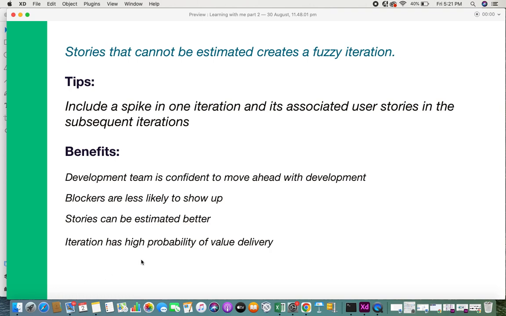And the last one is the iteration has a high probability of value delivery. So when teams are very confident, they know what needs to be done, everything else goes on smoothly. They're able to develop the feature, and once the feature is developed, you're able to deliver value at the end of the iteration. So that's one tip when you work with spikes and associated user stories. Always try to keep them in different iterations, but sometimes scenarios might not permit you to put them into separate iterations. But the thing that you need to keep in mind is to always try as much as possible to keep them in separate iterations. So I hope this was a little informative to you.